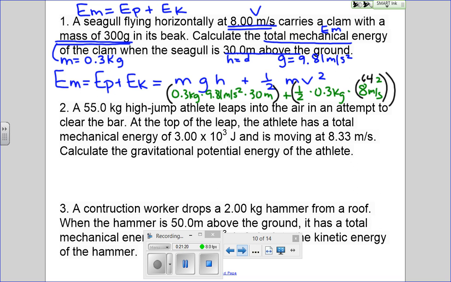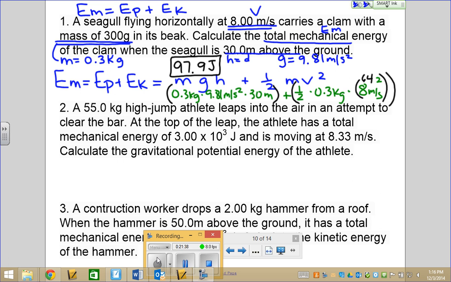Now, if you type this into your calculator all properly, the answer that you end up getting should be 97.9 joules. So I'm going to pause here.